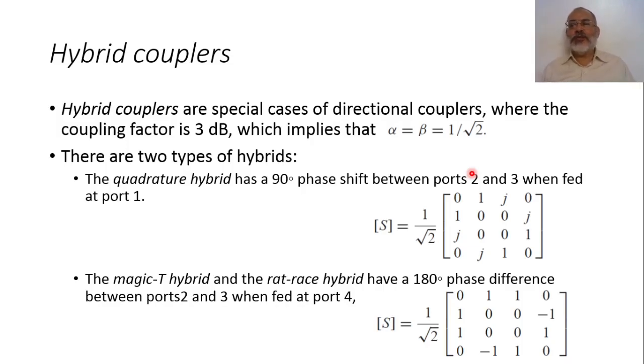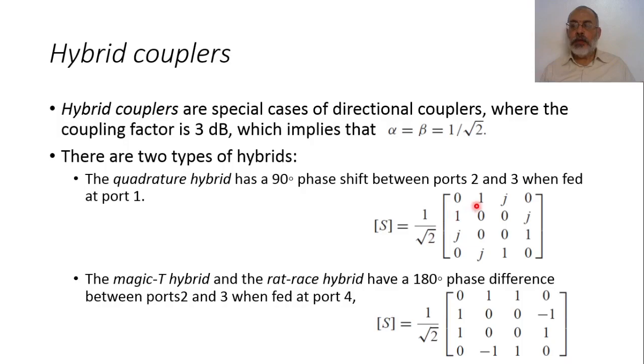The other special case is when alpha equals beta equals 1 over square root 2, because we have the condition that alpha squared plus beta squared should equal unity. So in this case, if we are talking about the symmetric coupler, the symmetric coupler with alpha equals beta is called a quadrature hybrid coupler. And in this case, all of the S parameters have a magnitude of 1 over square root 2.